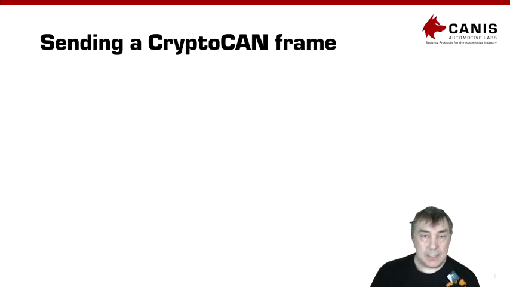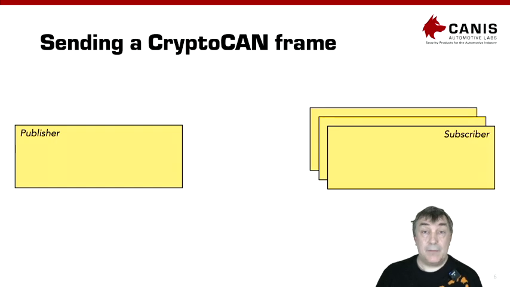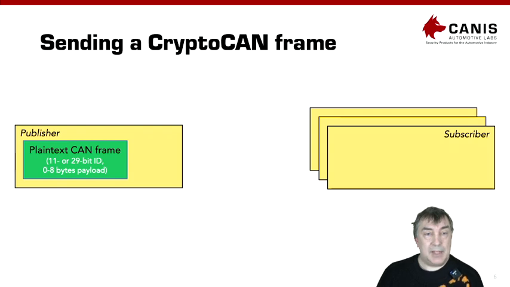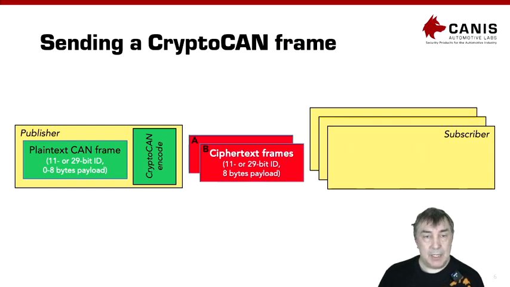So let's have a quick look at, in essence, what CryptoCAN does. We start with a publisher, and we have multiple subscribers, so it's a 1-to-n system like CAN. And the publisher has a plaintext CAN frame to send, as in any CAN system. And then there is a CryptoCAN encode step. What that does is take the plaintext CAN frame and produce two ciphertext frames that together encode the original frame and also an authentication code that goes in there.